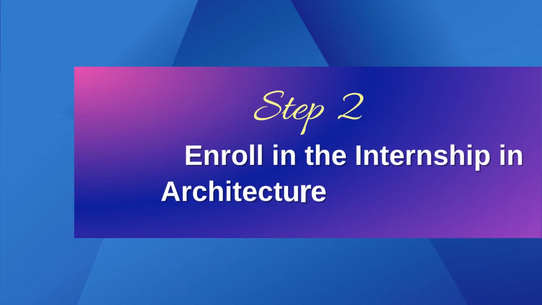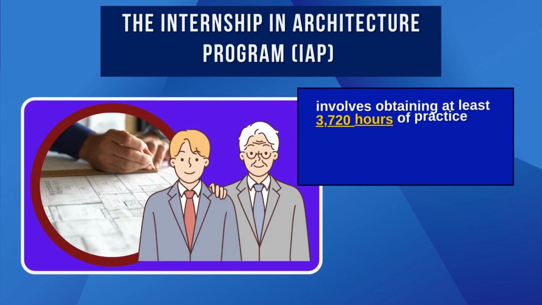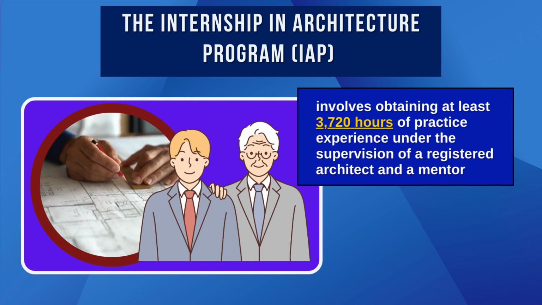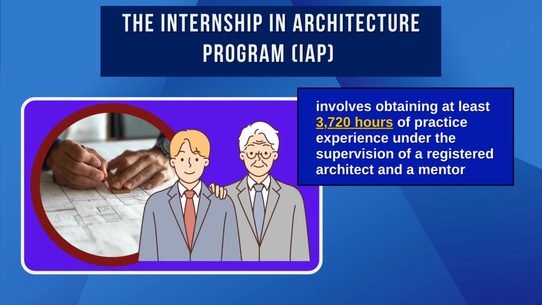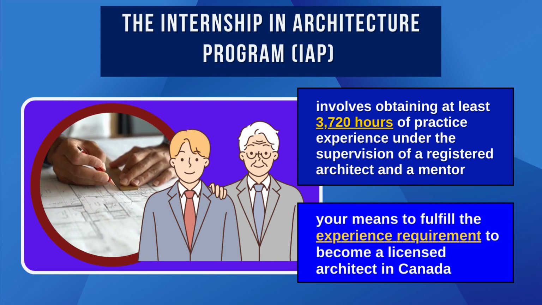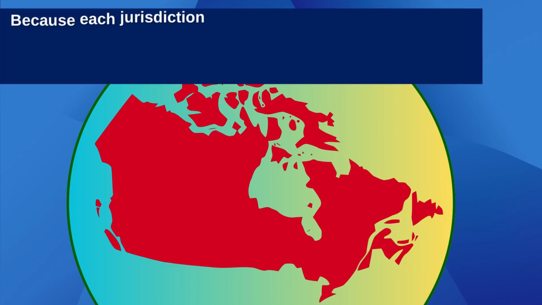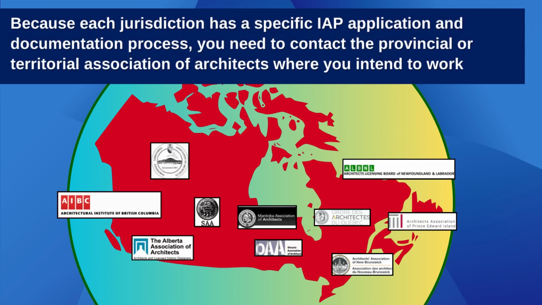Step 2. Enroll in the Internship in Architecture program. The Internship in Architecture program, or IAP, is a national program that involves obtaining at least 3,720 hours of practice experience under the supervision of a registered architect and a mentor. Essentially, the IAP is your means to fulfill the experience requirement to become a licensed architect in Canada. Because each jurisdiction has a specific IAP application and documentation process, you need to contact the Provincial or Territorial Association of Architects where you intend to work for specific application details and to get a copy of the IAP manual.